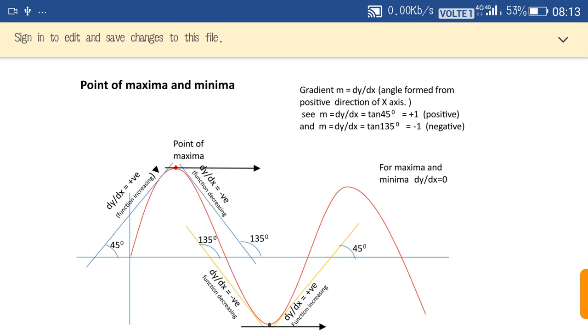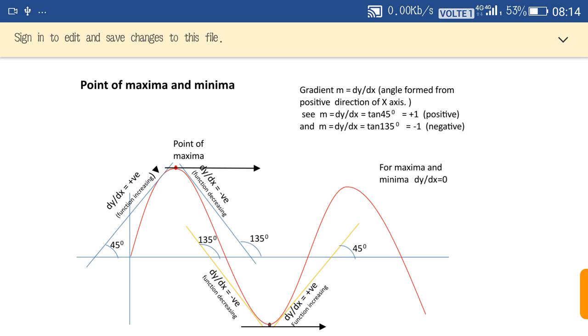So we can say that before the point of maxima the graph of the function is increasing, and after the point of maxima the graph of the function is decreasing. As you see, before the point of maxima the tangent makes an angle of 45 degrees. So tan 45 is equal to 1. It means dy upon dx is 1, that is, dy upon dx is positive.